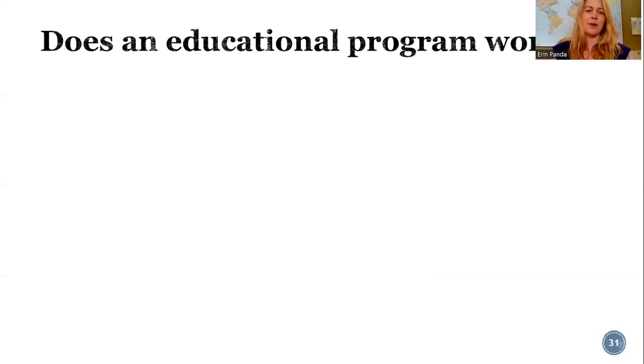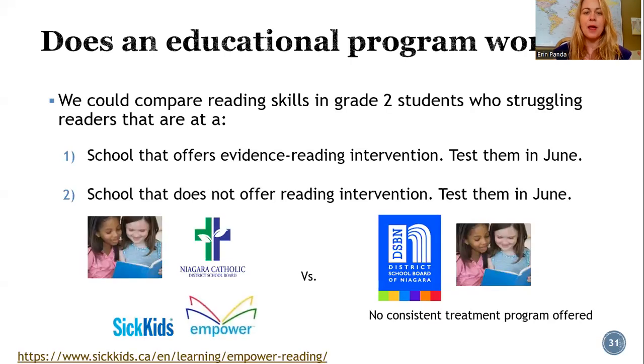Okay, let's talk about another way we could ask and address whether an educational program works. We could compare reading skills in our grade 2 kids who are struggling readers who attend a school that offers intervention, and test them at the end of the year and compare them to kids that attend a school that don't get intervention. So to use an example locally, we could test kids at the Niagara Catholic Board after they get intervention and compare them to kids at the DSBN who don't receive any consistent evidence-based treatment.